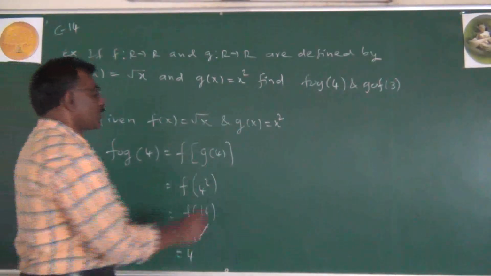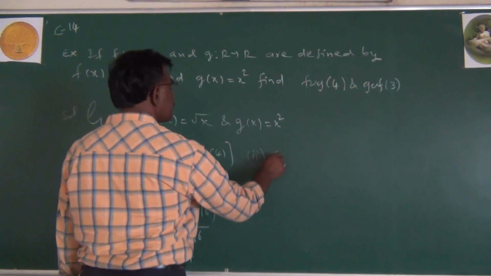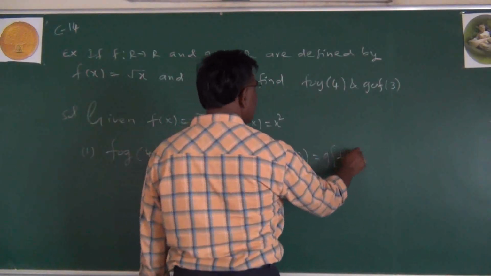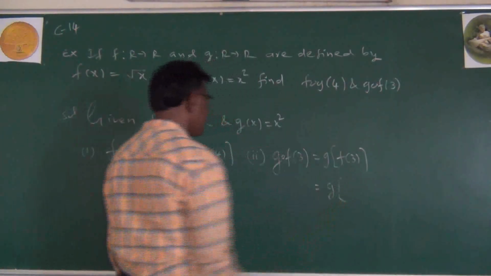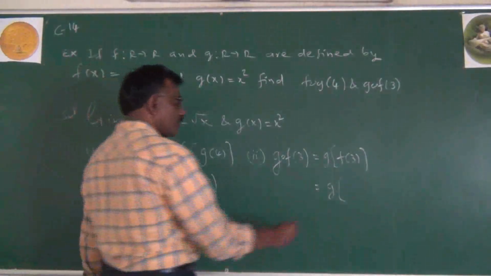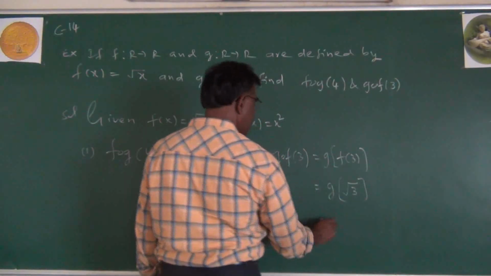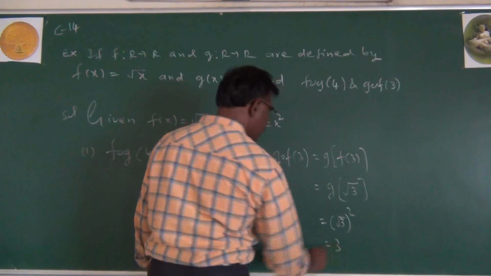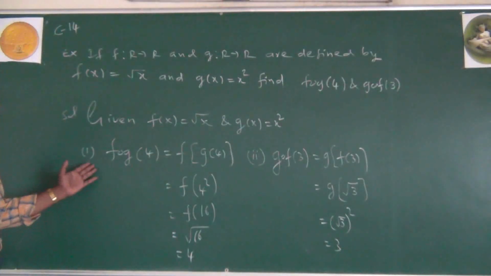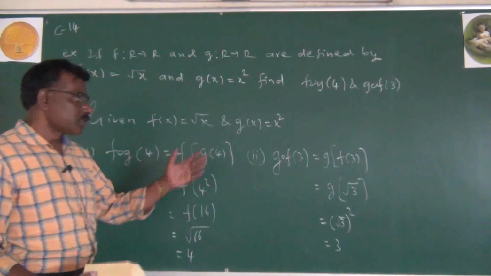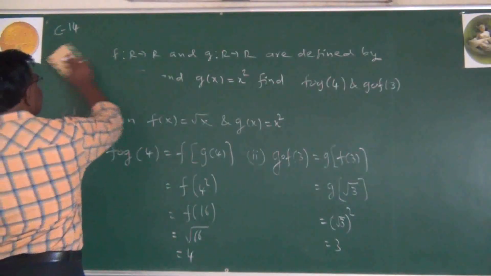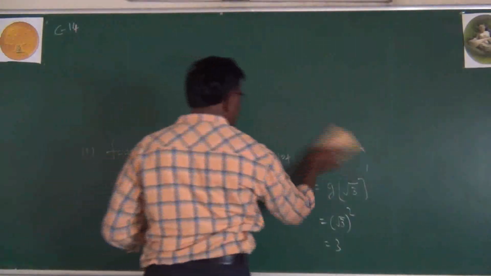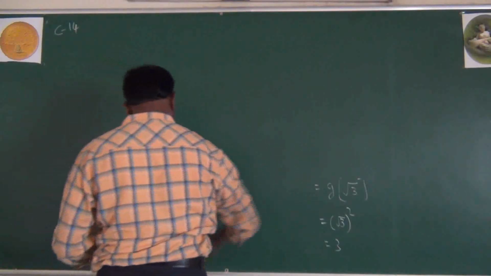This is one. And the second problem, g composition f of 3: g of f of 3. What is f of 3? Root 3, because f of x is root x. What is g of x? x square. So this is (root 3) square, which is 3. So the first answer is 4, and g composition f of 3 is 3. The problems are not difficult, so it's very simple. Just replace the x.